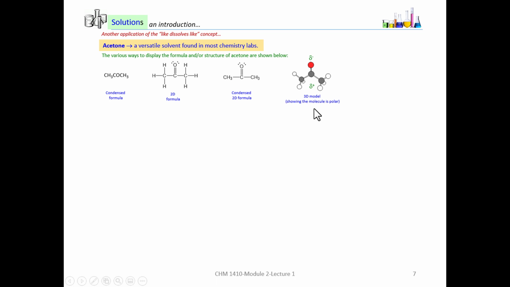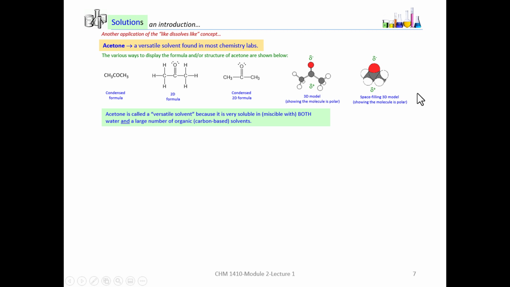Here's a 3D model, the best we can draw for acetone, and here it shows that the molecule itself is polar. And here's a 3D space filling model showing the polarity of the acetone. Okay, acetone's called a versatile solvent because it's miscible in both water and a large number of organic or carbon-based solvents. So here's a larger picture of the 3D structure.